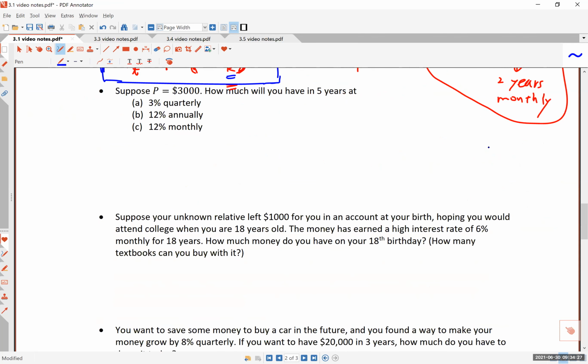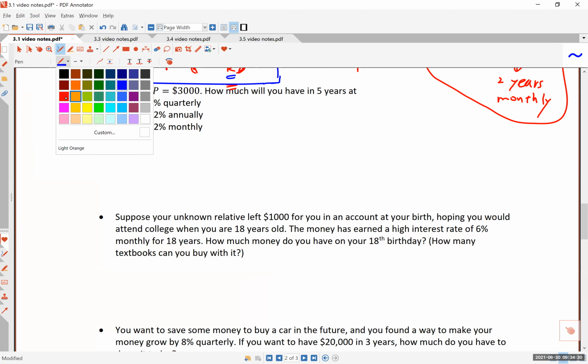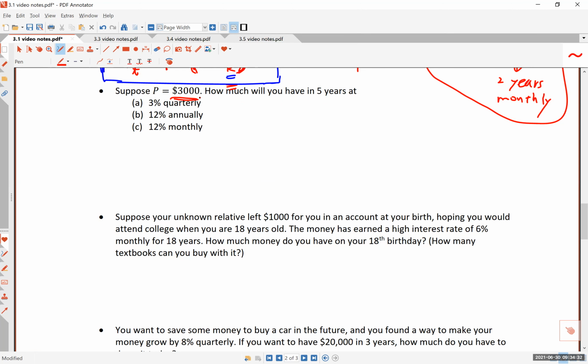Okay, let's do a couple of examples here. Suppose P is 3,000. You deposit $3,000 today. How much will you have in 5 years? By the way, P is given as 3,000, and 5 is T. T is 5 years. So under A, we will calculate how much you have after 5 years. What is that? 3% quarterly. Maybe that's what I need to calculate first. 3% quarterly means R over K.